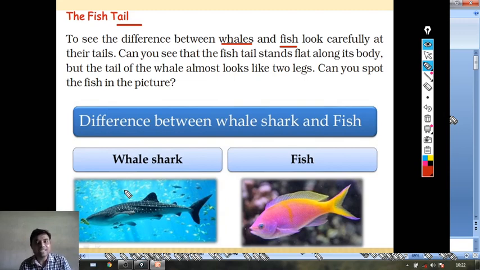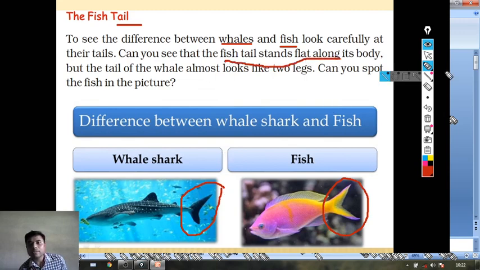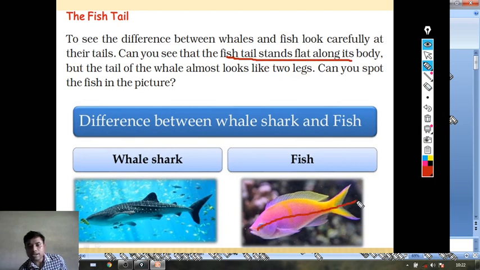Now we will understand with this picture. Okay, look, this is a whale shark and this is a fish. The fish tail, look here, and the tail of the whale shark. So what is given? The fish tail stands flat. Look, this is flat, straight. Okay, but the tail of the whale is almost like two legs. Look, this is a flat body, but the tail is like this, almost like two legs.